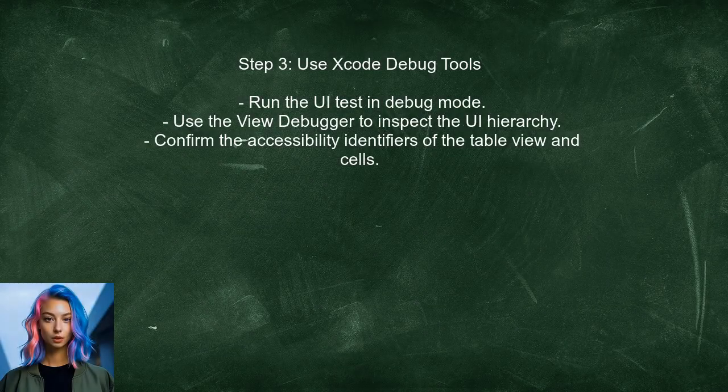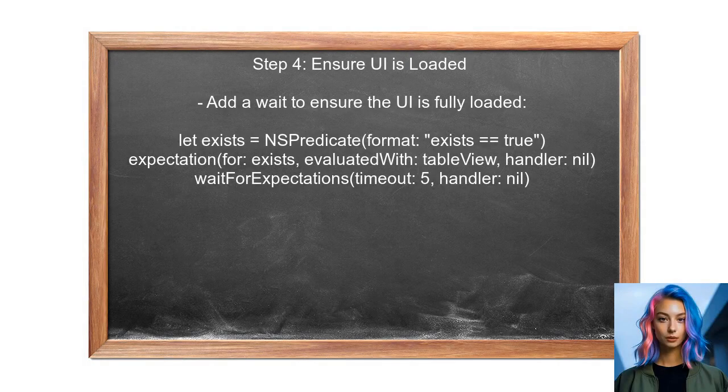If the user is still having trouble, they should consider using the debug tools in Xcode. This allows them to inspect the UI hierarchy and confirm the identifiers of the elements. Finally, if the user is still unable to find the table view or its cells, they should ensure that the UI is fully loaded before attempting to interact with it. Adding a wait can help.